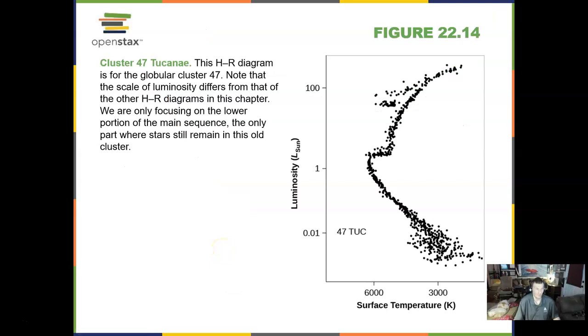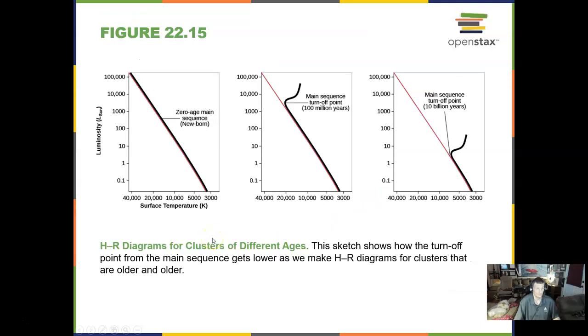This is a really famous cluster, 47 Tucanae, and you can see here how it lines up. A very good pattern. More clusters of different ages. A new cluster is a zero-age main sequence. We can turn off early at 100 million years, and we can turn off late at 10 billion years, like the Sun will.